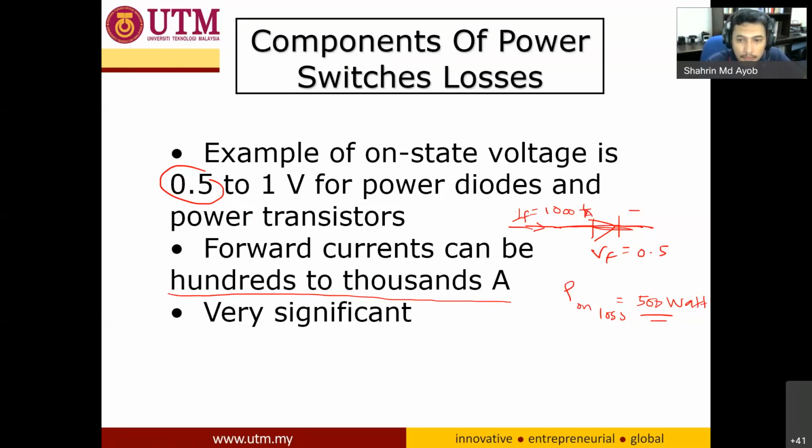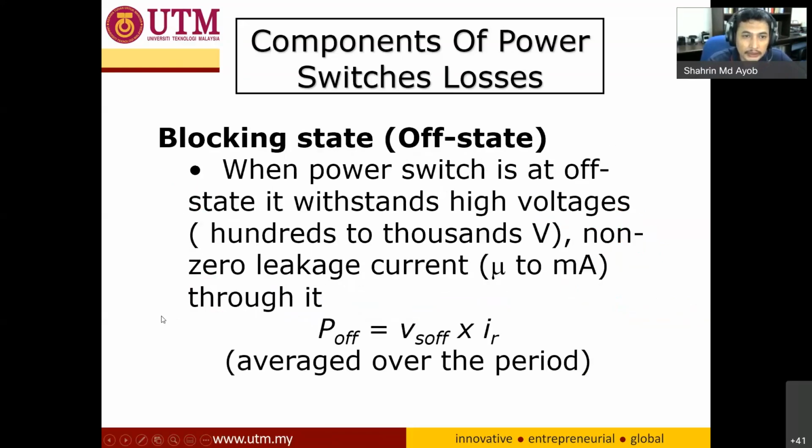So that is the first losses. The second losses are associated with when the switch is turned off, at off condition. When the power switch is in the off state, it will withstand high voltage. This is a voltage blocking, and this can be up to 100 to 1000 volts depending on your circuit.